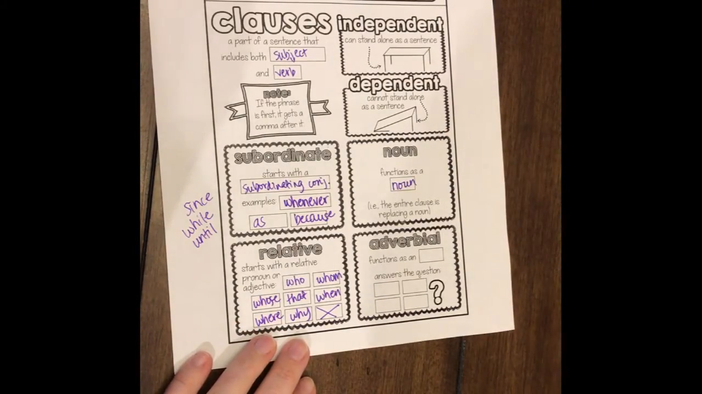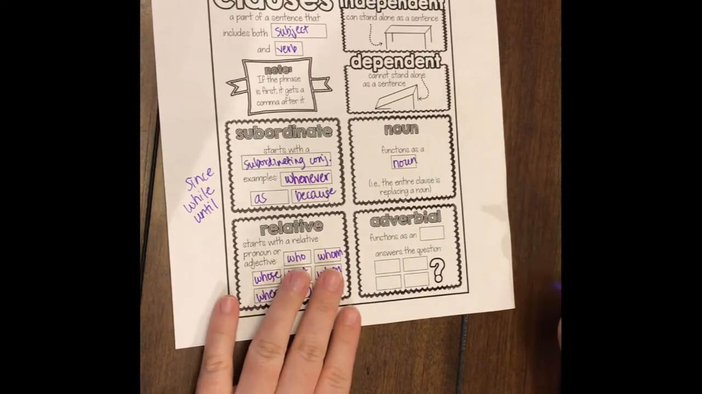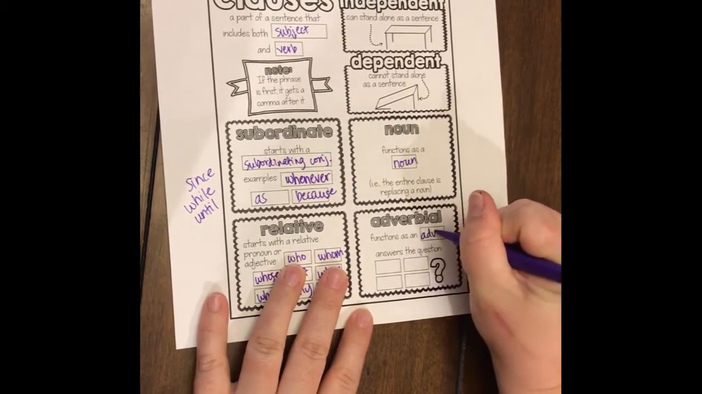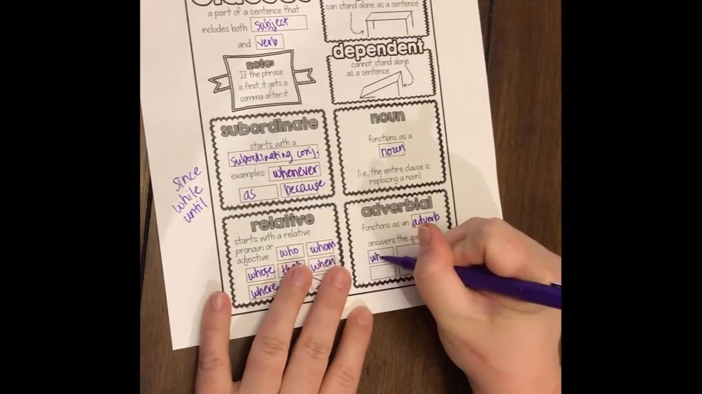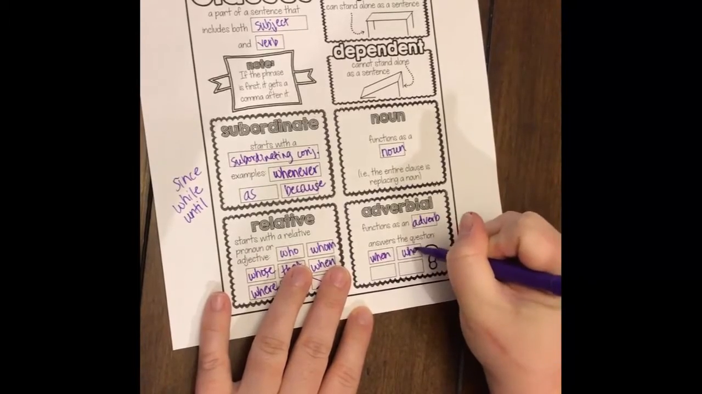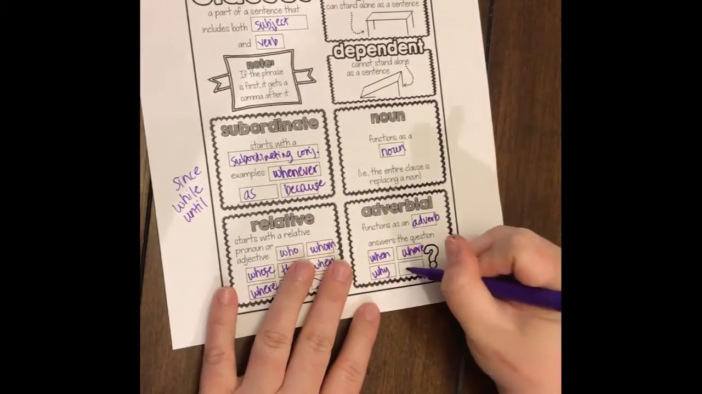And our last type of dependent clause is an adverbial clause. It functions as an adverb. And just like all adverbs, it answers the questions when, where, why, and how.